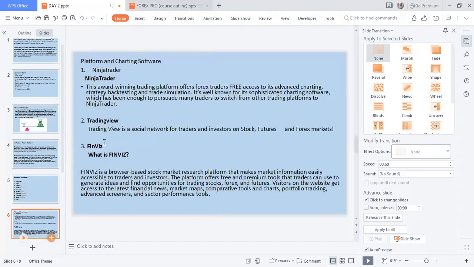The next one I'd like to talk about is platforms and charting software. There are three types: we have Ninja Trader, we have TradingView, we have Finvix. TradingView is a social network for traders and investors on stock, futures, and forex. Are you with me? TradingView is what technical analysts majorly use.